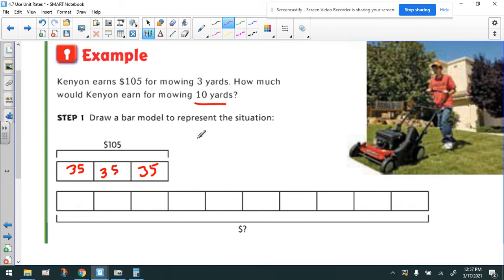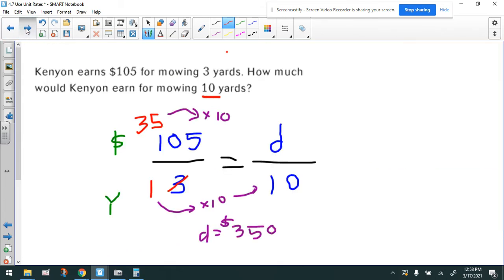If we count these boxes, there are 10 boxes here. So if each one is 35, and we need to figure out how much money for each, we would just do 35 times 10 and get the 350 that way. That same strategy would work. They call this a bar model. All right, so let's look at another example.